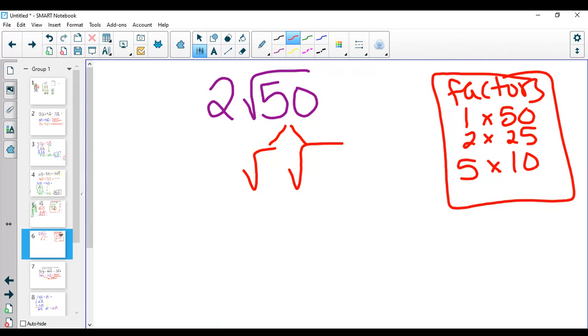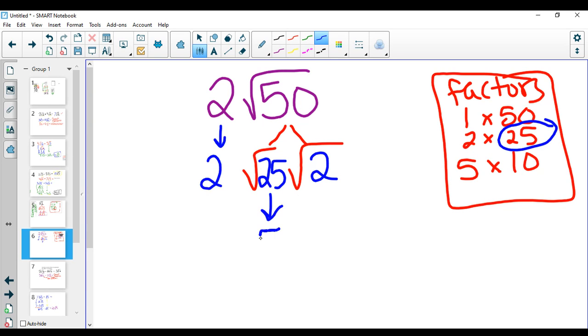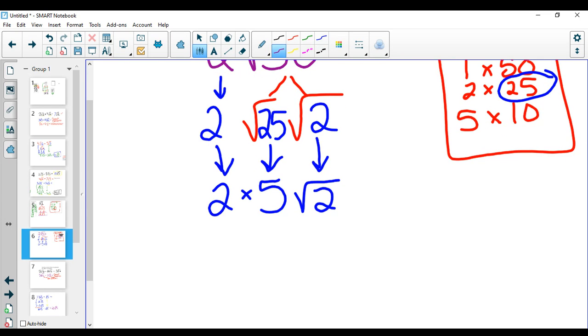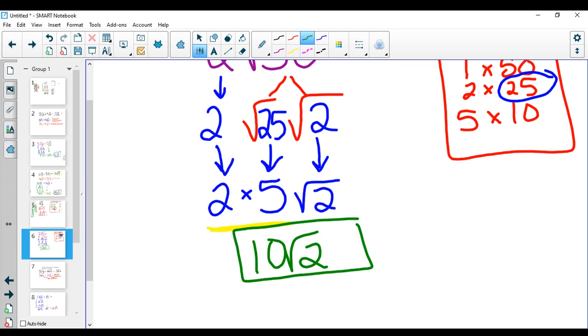So what numbers come out? You could have stopped at 2 because you see that 25 is a perfect square. So 25 is going to come out, times 2, bring down this 2. Square root of 25 becomes 5. Bring down this radical 2. Bring down this 2. This 2 is being multiplied by 5 in the front because whatever is in front of the radical is just going to be multiplied. So 2 times 5 is 10. 10 radical 2, and that would be your answer.